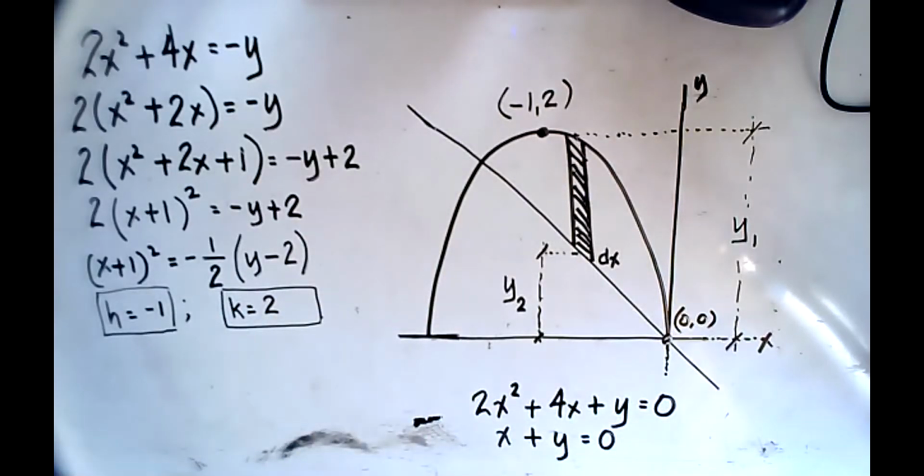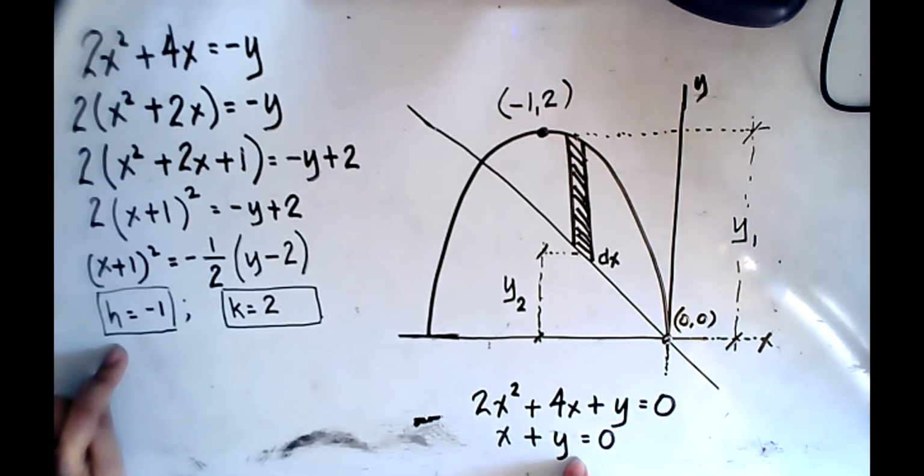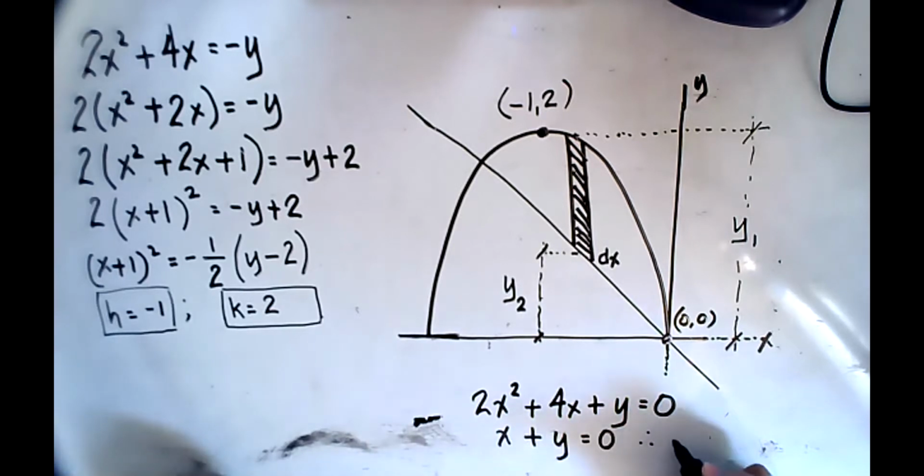So what we are now going to do? You have now the value for the parabola. How about for the line? You would notice that for the line, we have x plus y is equals to 0. If x plus y is equals to 0, then that means x is equals to what?